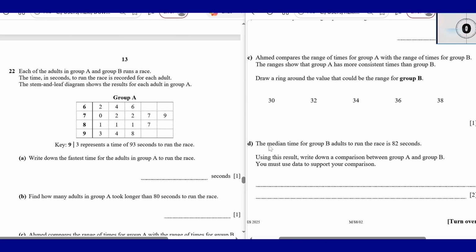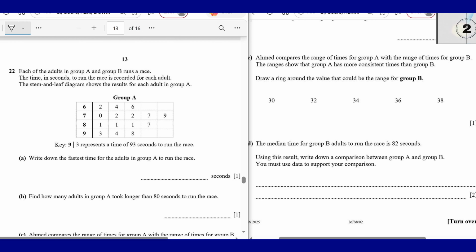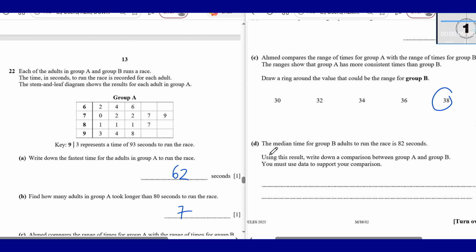Alright guys, now we are in question 22D. The median time for group B adults to run the race is 82 seconds. Using this result, write down a comparison between group A and group B. You must use data to support your comparison. So this is group A, and the fastest time was 62. So now we have to answer question D. Well, when the timer hits 0, we will reveal the answer.